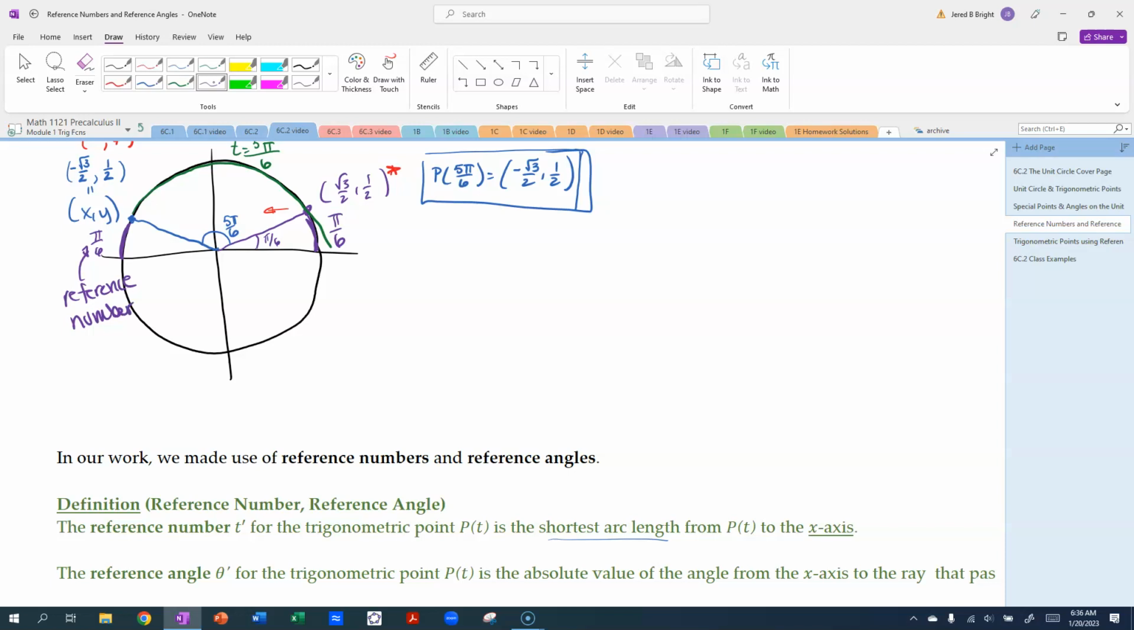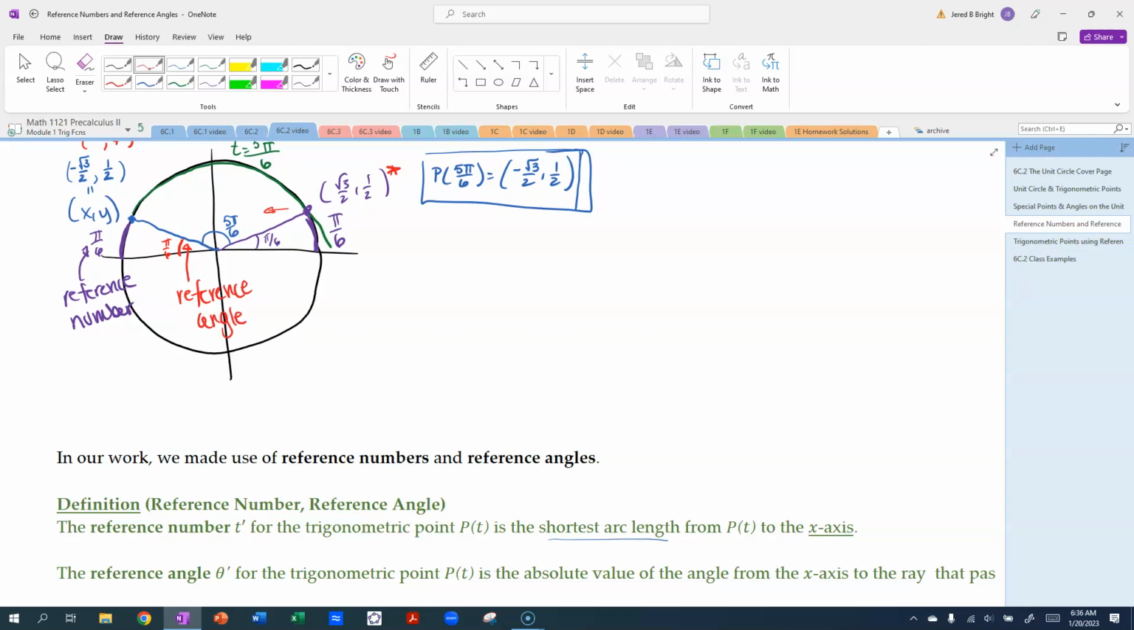Okay, and to go along with that, I have a habit of talking about reference angles instead. It's just my training that I've gone through. But the reference angle would be the angle that corresponds to the reference number. So right in here, this angle would also be pi over 6 because we're on the unit circle and t is equal to theta, right? But this here, let me draw that a little bit better. That would be our reference angle.